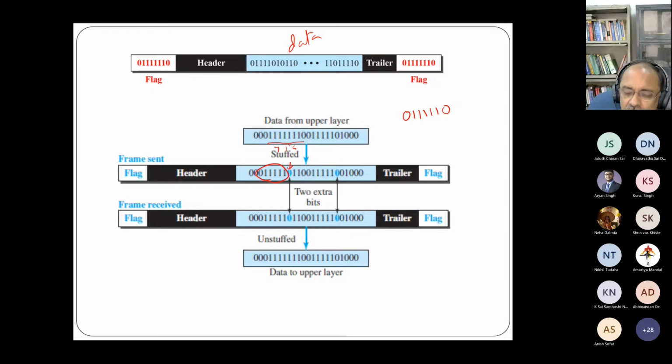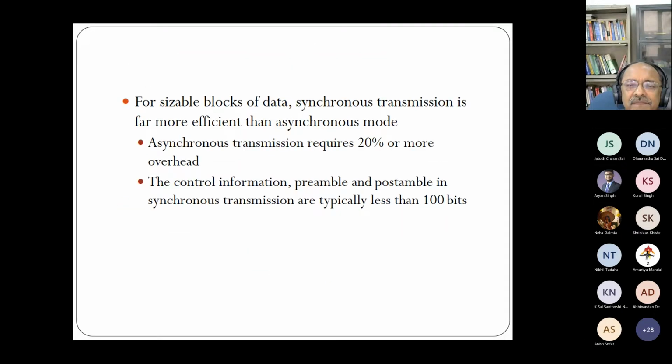Okay. So with that, let's move on to encoding. And as I said, this is just a summary. I've already mentioned that typically synchronous is much more efficient in utilizing the line. You're using most of the time on the line in sending the data. Even the preamble looks like 8 bytes, 8 bytes, and so on.